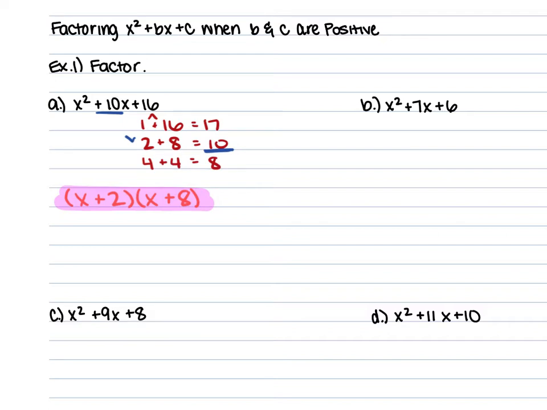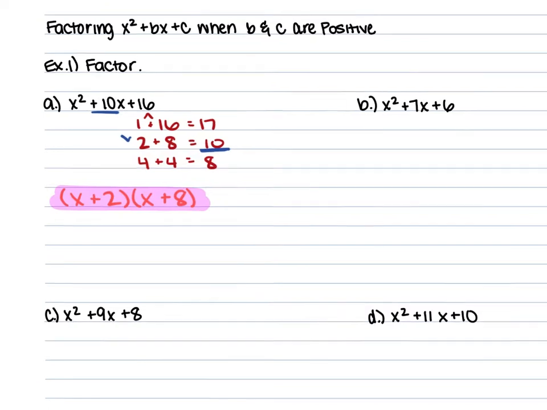If you were to FOIL this out, you would get the same exact trinomial that you started with. So if you did x times x, then x times 8, then 2 times x, and 2 times 8, you would get that x squared plus 10x plus 16 when you simplify it.